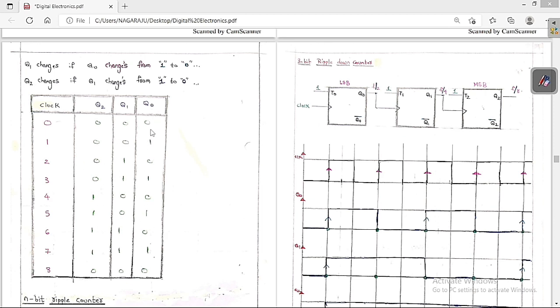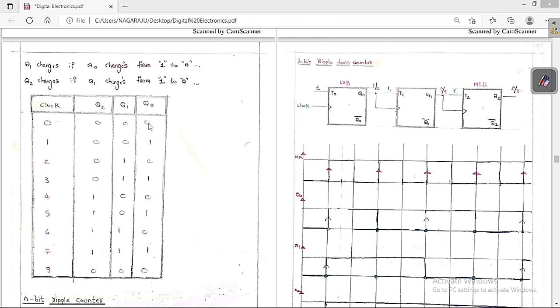So Q0 always changes from 0 to 1, 1 to 0, 0 to 1, 1 to 0, like this. But Q1 changes only when Q0 changes from 1 to 0, and Q2 changes only when Q1 changes from 1 to 0. So this is the concept that you always have to apply.